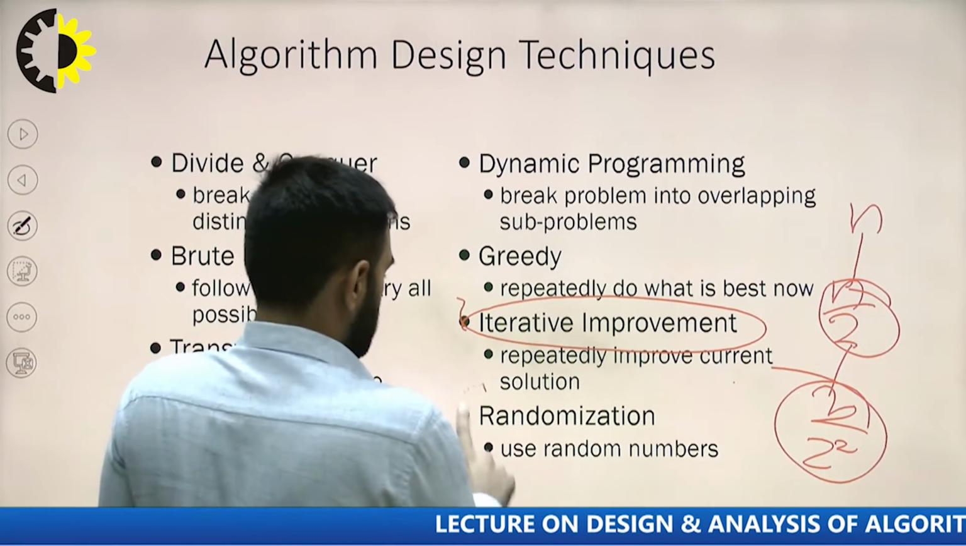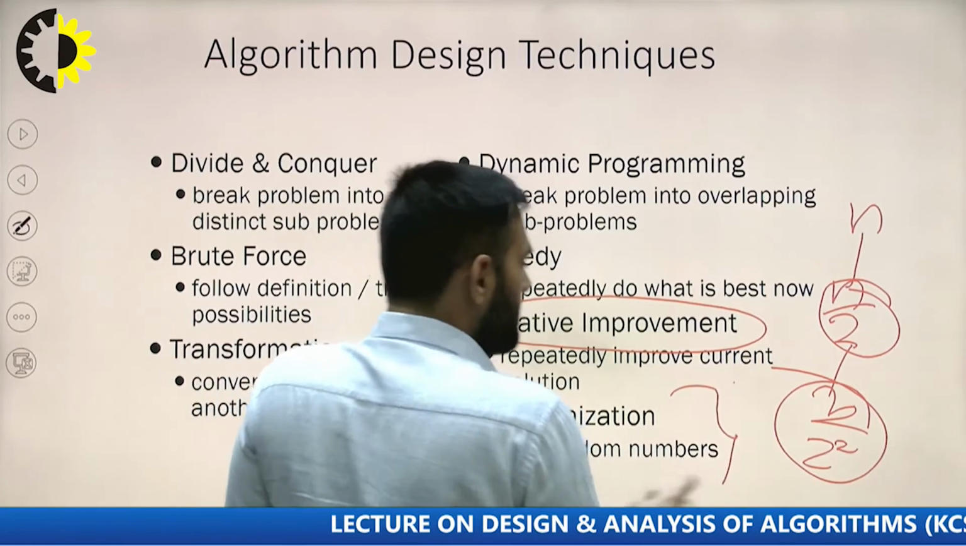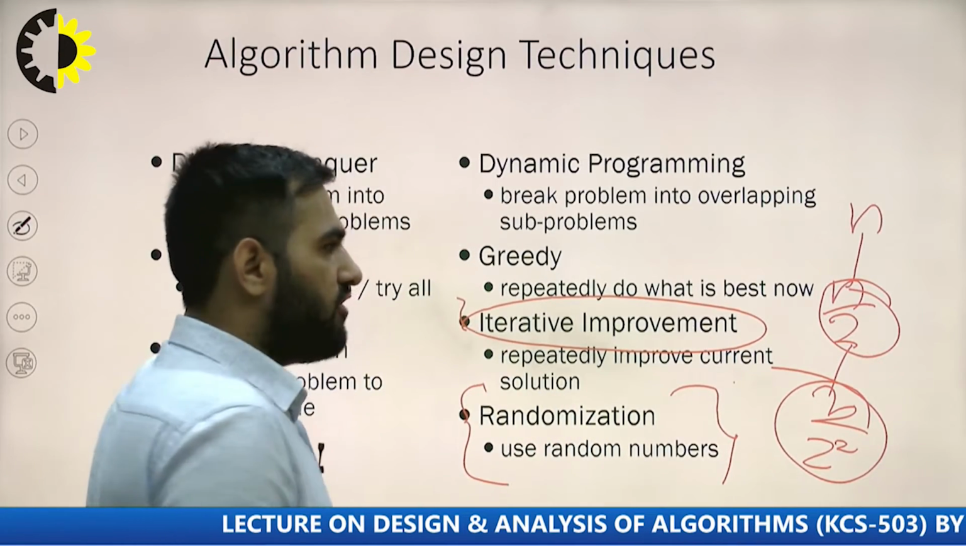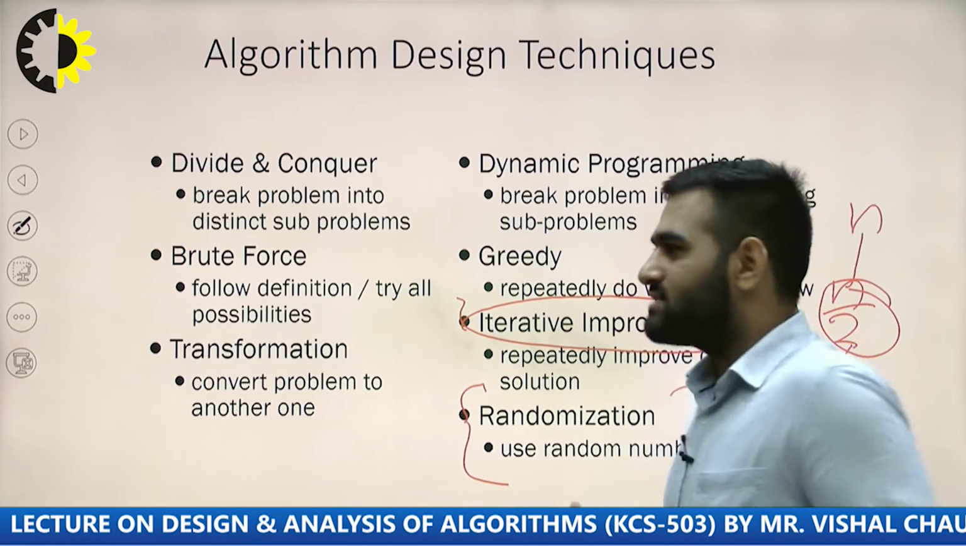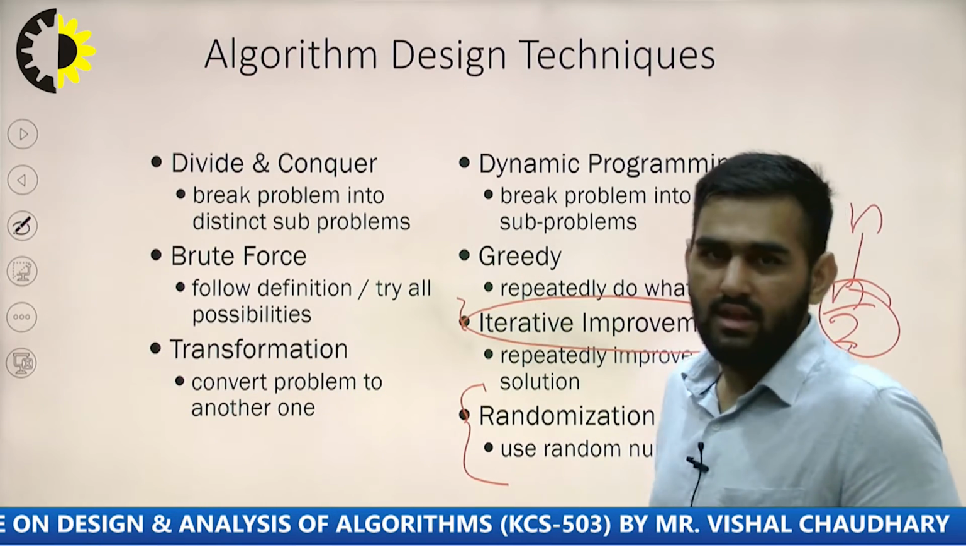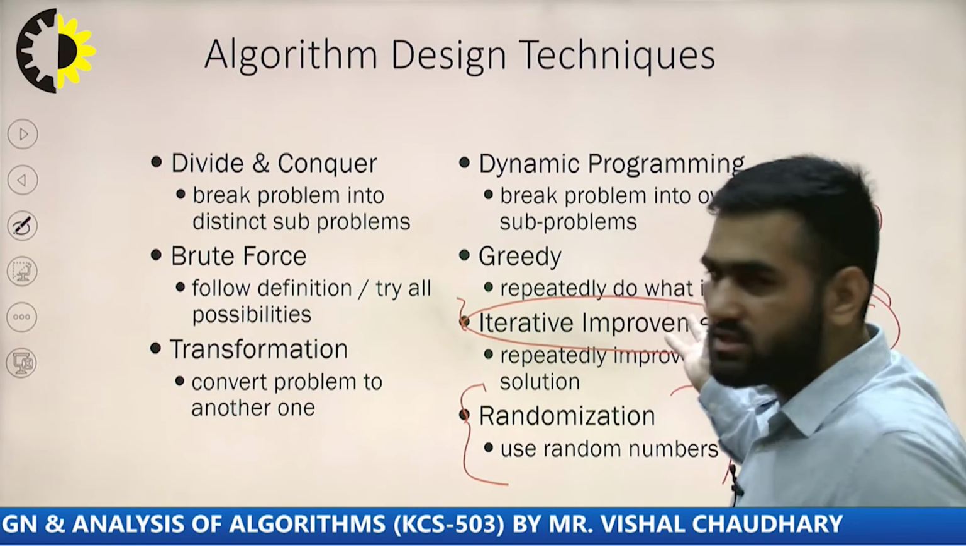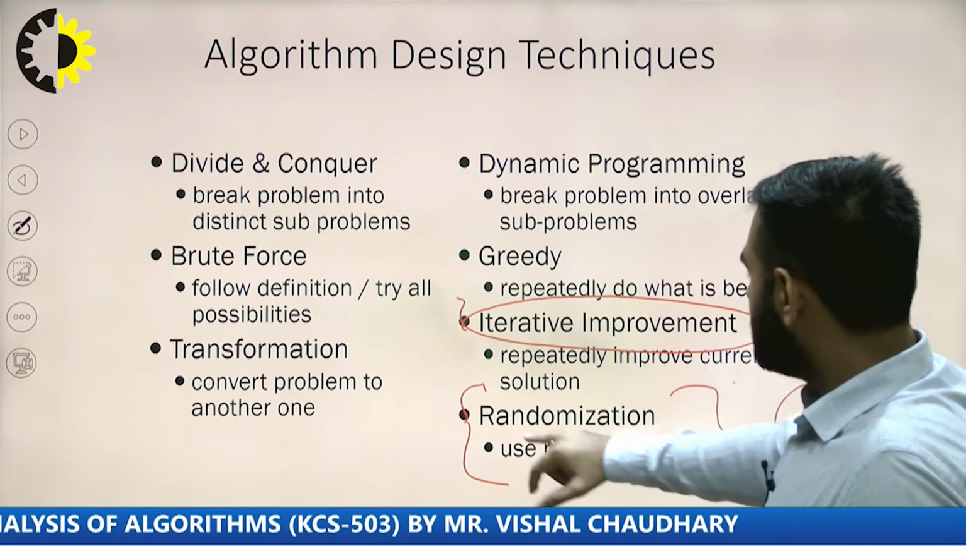What is randomization? It is nothing but using random numbers. That means we are not using any technique, either divide and conquer, dynamic, brute force, greedy, or transformation. It is doing nothing, okay? It is randomly doing some solutions. That is the last technique, randomization.